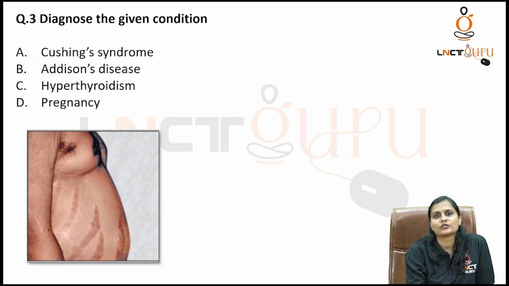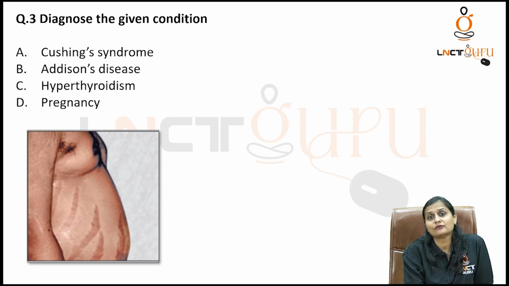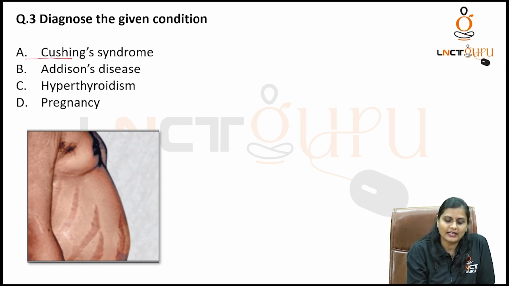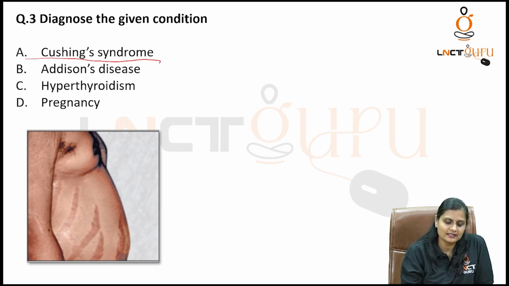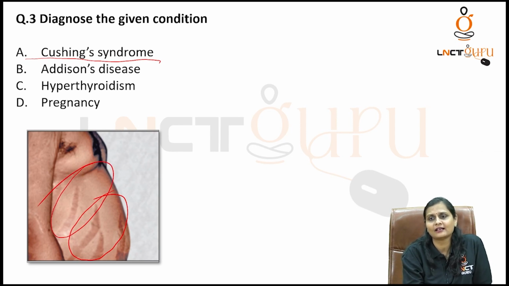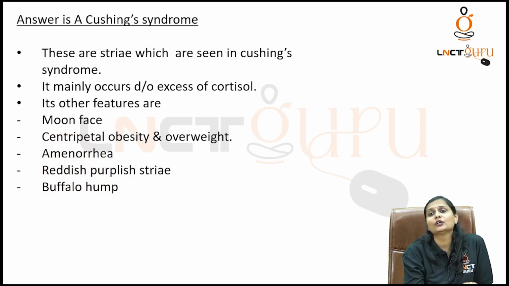The next question, diagnose the given condition from the picture which is shown below. The options for this question are A, Cushing syndrome, B, it is Addison's disease, C, it is hyperthyroidism, and D, it is pregnancy. The answer for this is your A, that is Cushing syndrome. In the picture, you can very well see these red colored or purple colored striae. Now, these are characteristically seen in Cushing syndrome.